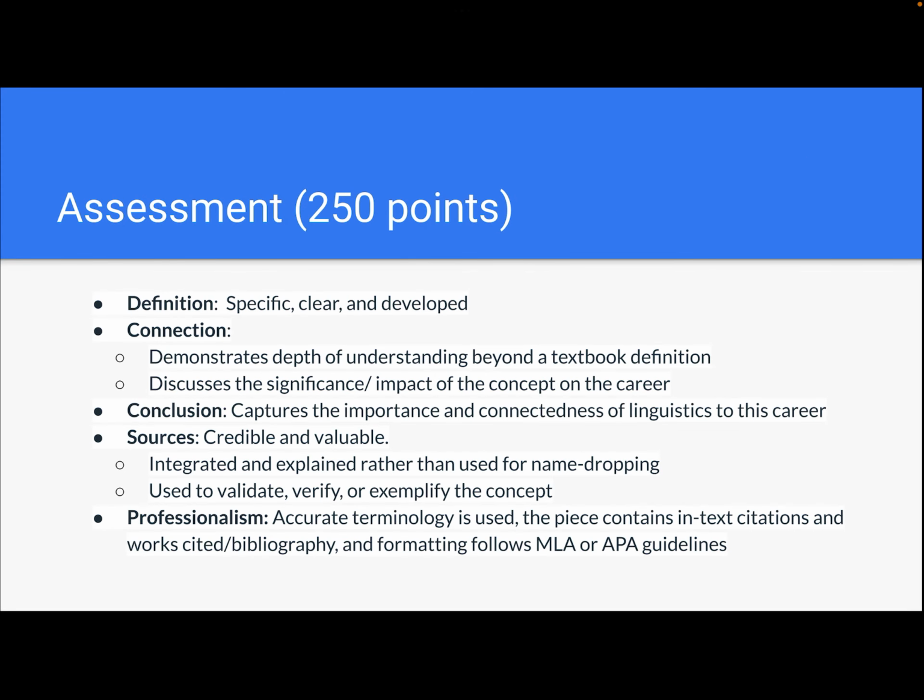How will this be assessed? Well, here's my rubric. To summarize, the major factors are having a specific linguistic concept and clearly defining them, making deep connections between the concept and career, capturing the importance of linguistics, using sources to verify or illustrate your ideas, and pursuing something professional with APA or MLA formatting.